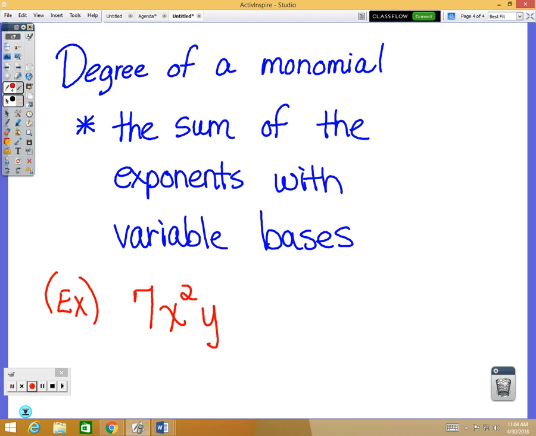A 1, okay? So to find the degree of this monomial, we are only looking at the 2, because it has a variable for a base, and this invisible 1, because again, it has a variable for the base. We do not think about this 7 as having an exponent. Now, it technically does. The 7 has an exponent of 1, but again, we're only looking at the exponents that are on variables. So to find the degree of this monomial, we add up these 2 exponents. So 2 plus 1. So this monomial has a degree of 3.